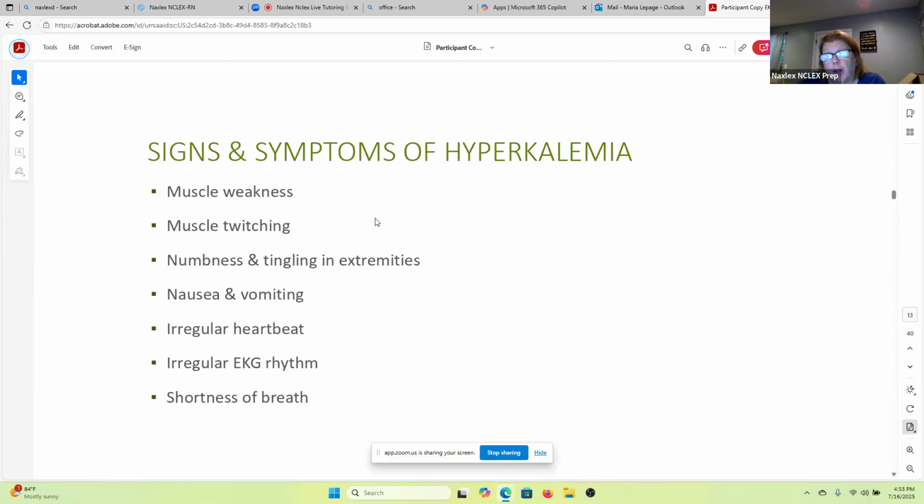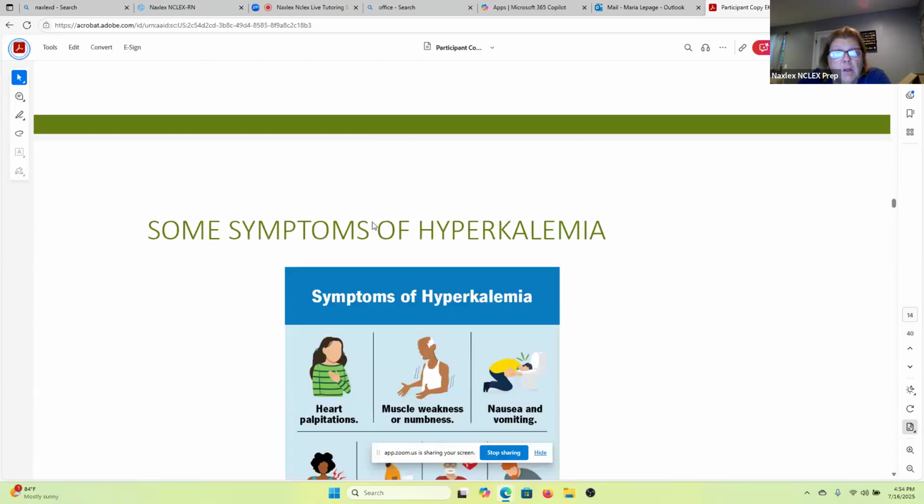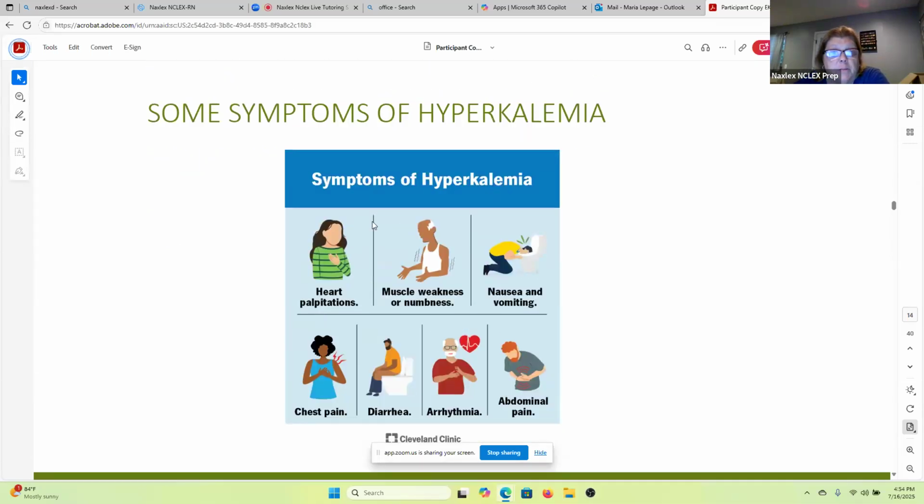Signs and symptoms of hyperkalemia are going to be somewhat of the same, right? Muscle weakness, muscle twitching, numbness and tingling in the extremities, nausea, vomiting. They can have an irregular heart rate and also irregular EKG rhythm. Sometimes these patients develop shortness of breath, and we are trying to decrease that potassium level, which is our goal in hyperkalemia. This is just a schematic of some of the symptoms of hyperkalemia. The biggest and most priority would be to prevent those cardiac arrhythmias.